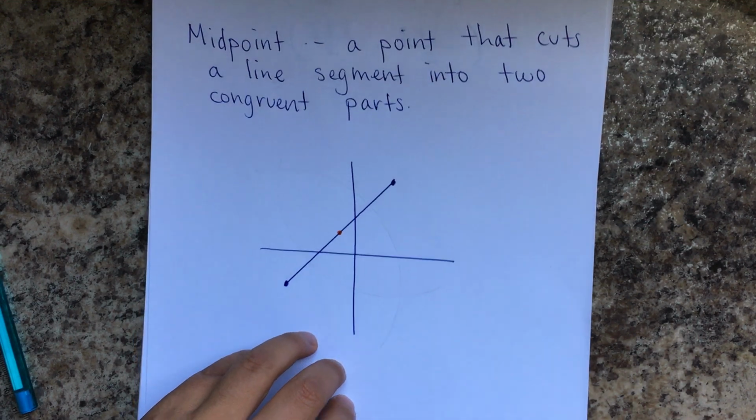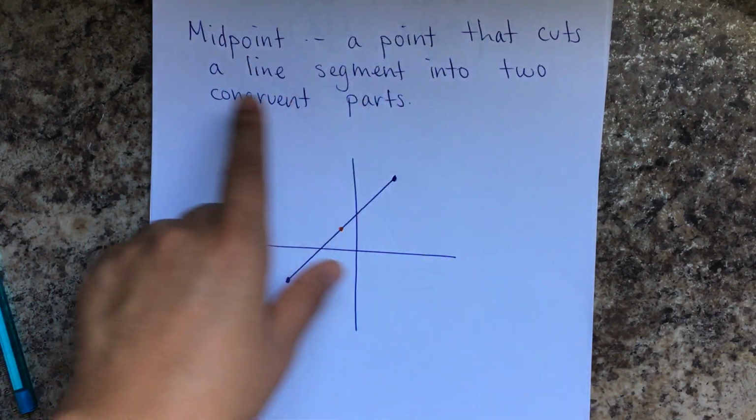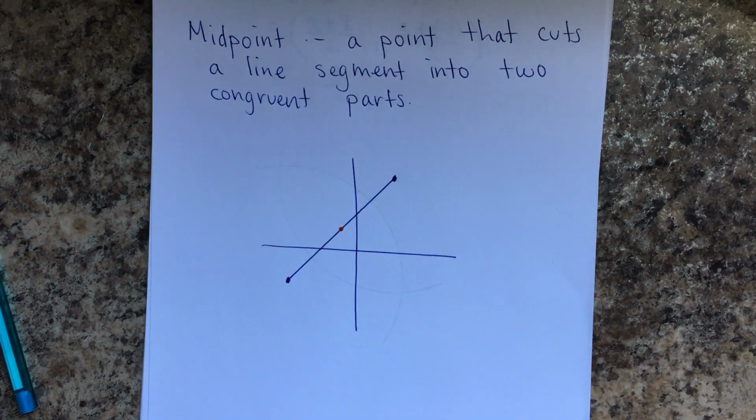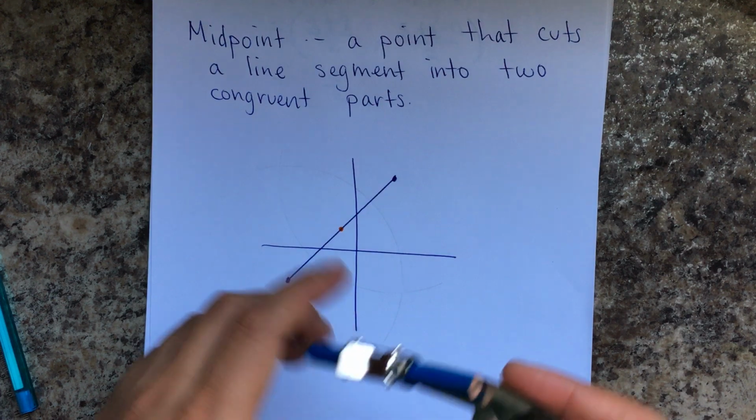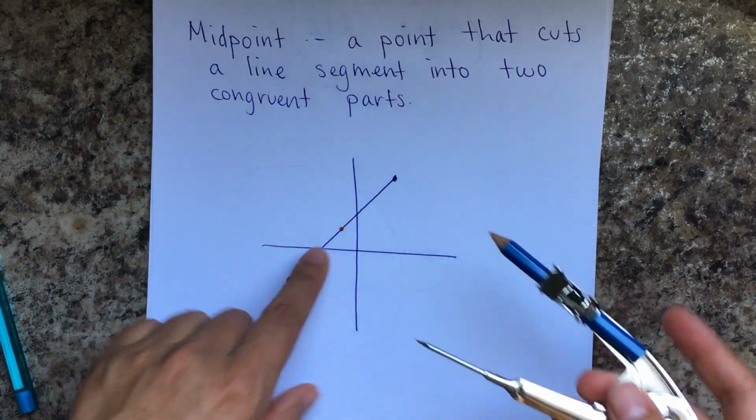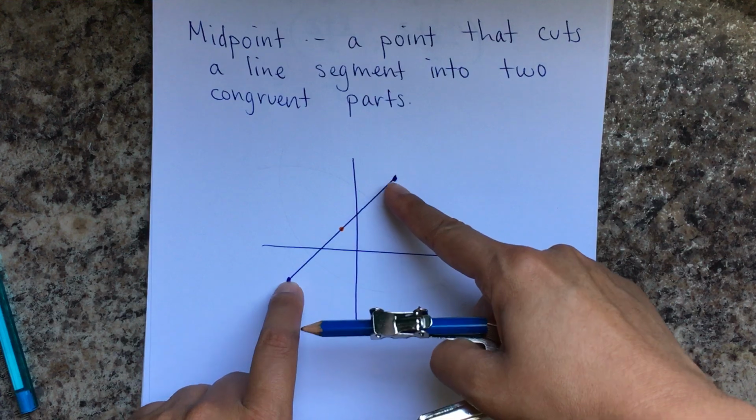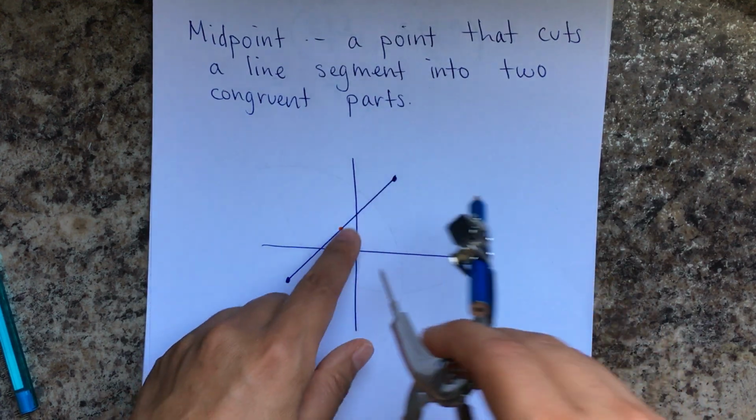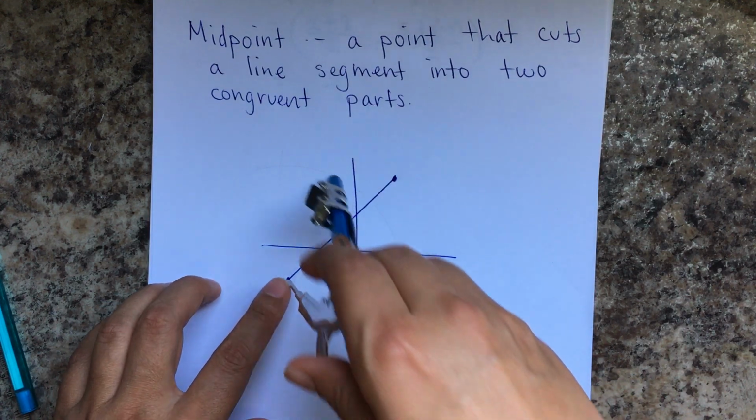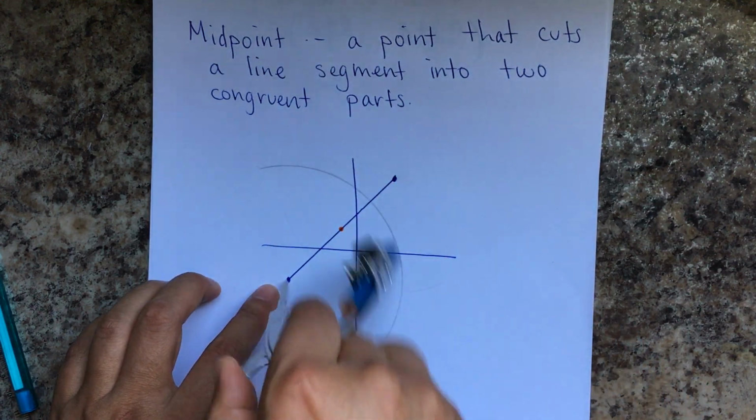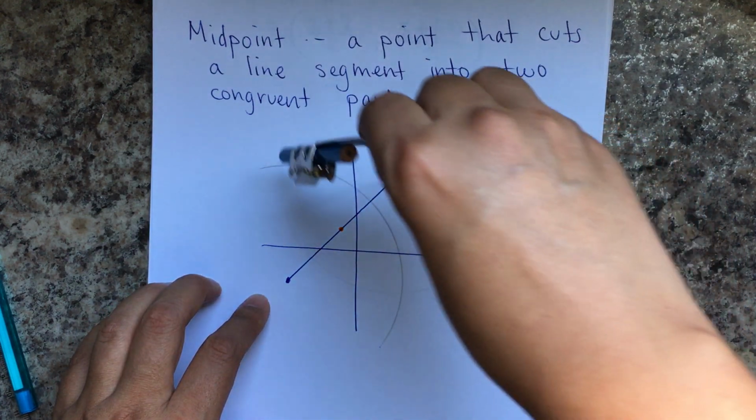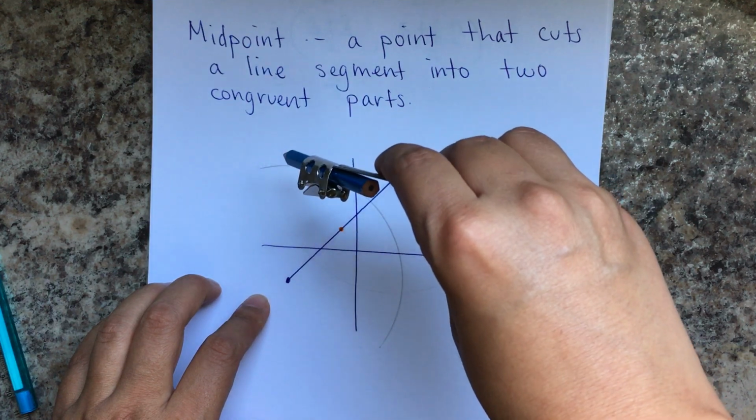And so the midpoint is a point that cuts a line segment into 2 congruent parts. Previously, remember that we were doing constructions, and so it's basically a point which is exactly half of the 2 endpoints. And how did I find that dot? Well, you can do it by constructions, by finding the perpendicular bisector.